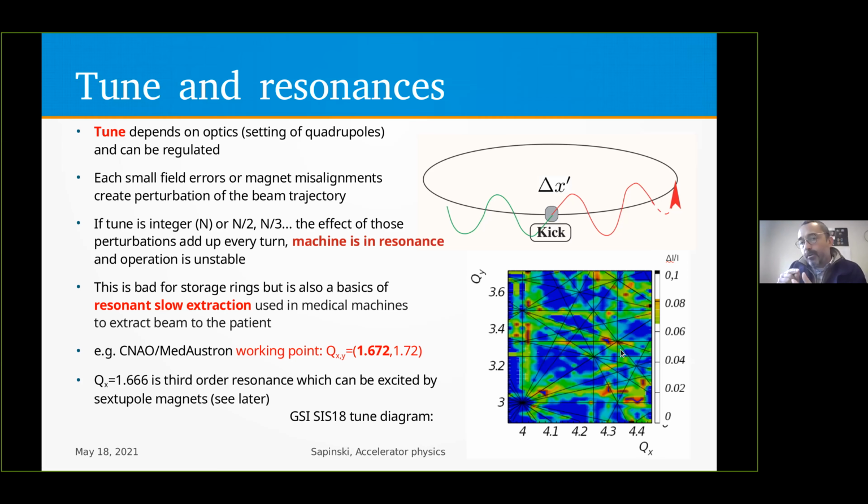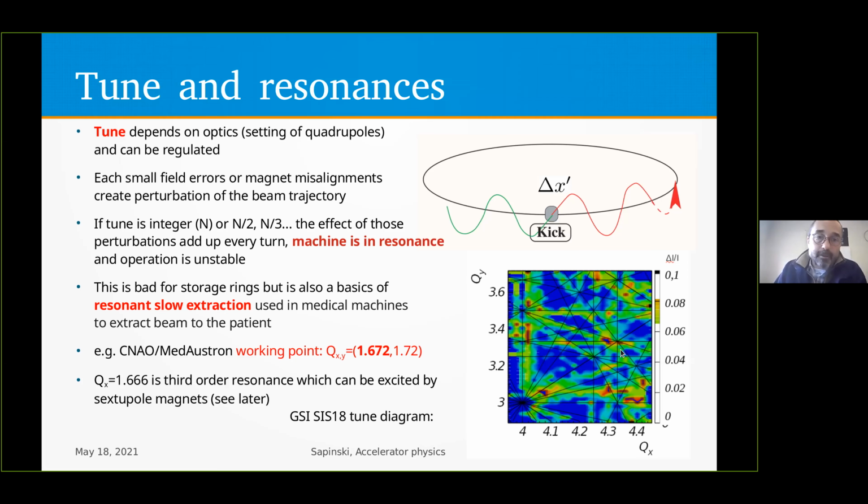Now, if the number of oscillations is an integer, so let's say 5, then the particle will arrive at the same error with the same velocity, the same angle, and it will get the same kick again. So basically it will blow up, it will not be stable. It will always get the same kick, and the behavior of this particle will not be stable. The machine will not store the beam. So we cannot have an integer tune.